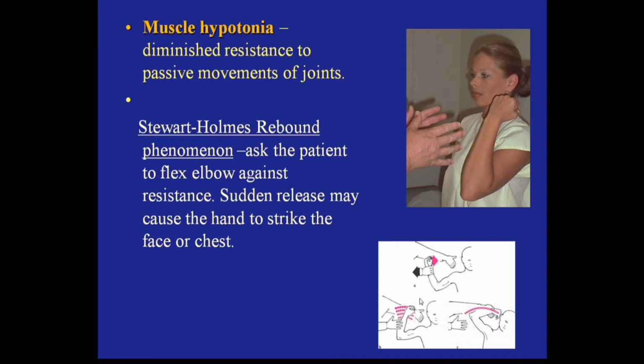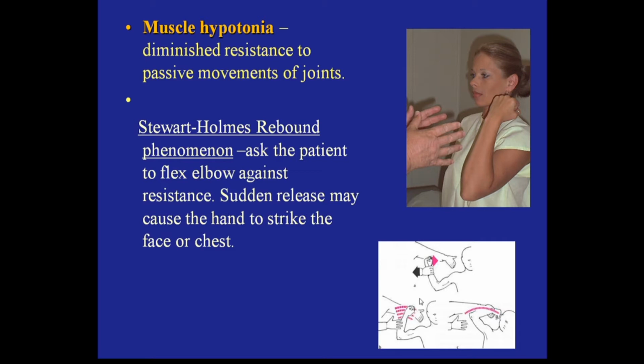For cerebellar pathology, the muscle's hypotonia is typical. Let's revise familiar information. How can we check muscle tones? By passive movements of extremities, flexion and extension. What is it? A cerebellar muscle hypotonia, diminished resistance to passive movements of joints.